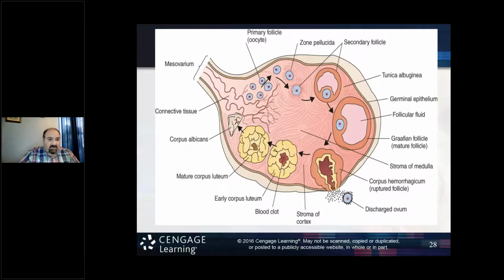And here's just giving you another image regarding what's taking place as far as the ovarian cycle. And here we have the corpus albicans being viewed. Okay. Here's upon ovulation, the expulsion of the ovum.